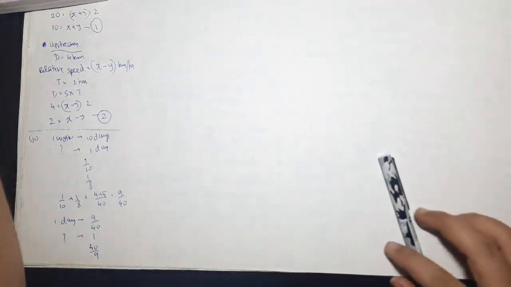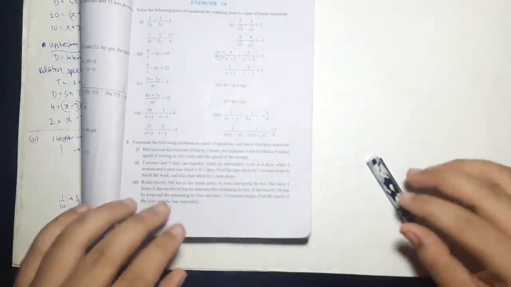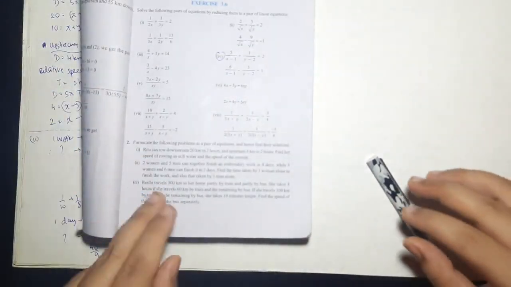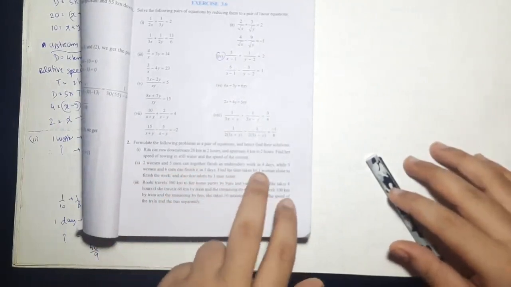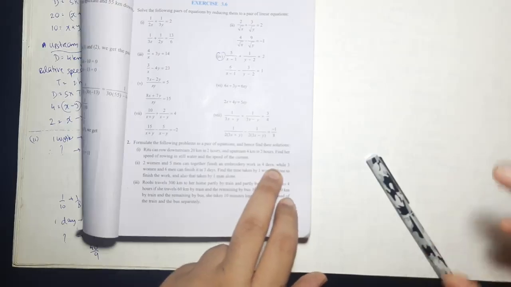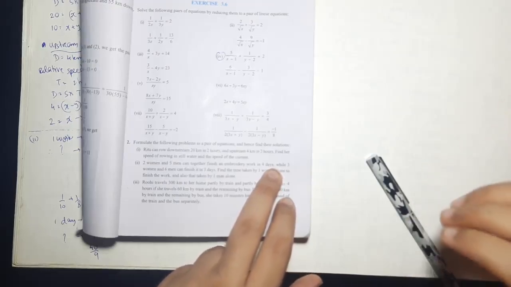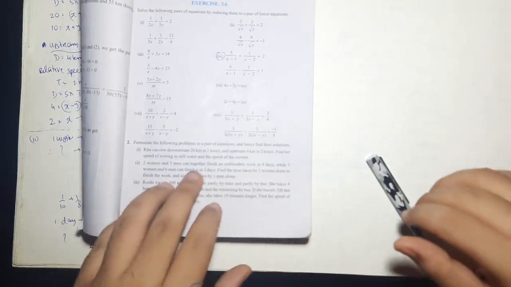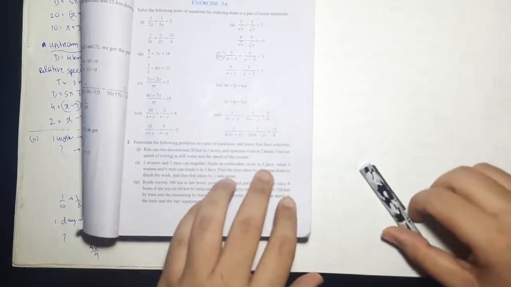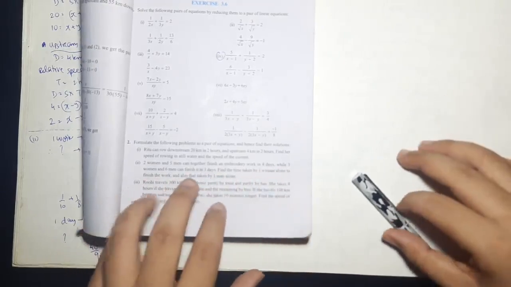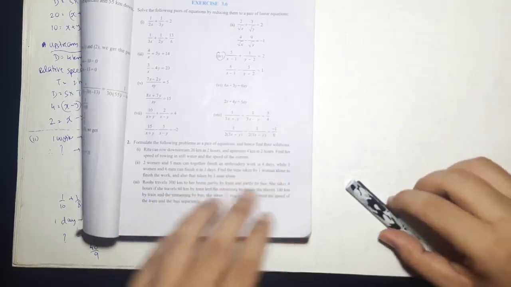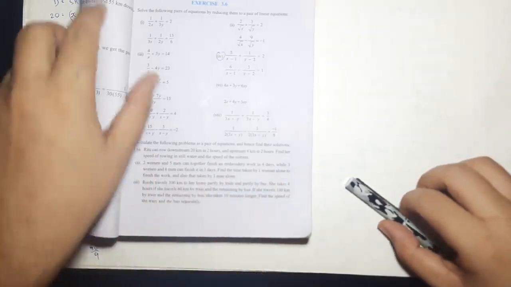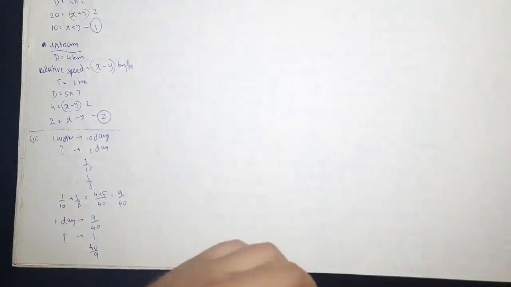Now what happens is, in this question, similar type of question, I am not saying the same type of question: 2 women and 5 men can together finish an embroidery work in 4 days. There were 2 women and there are 5 men, 2 औरतें थी, 5 males है. They together finish an embroidery work in 4 days, while 3 women and 6 men can finish in 3 days. Find the time taken by one woman alone to finish the work and also time taken by one man alone to finish the work. This is my question.